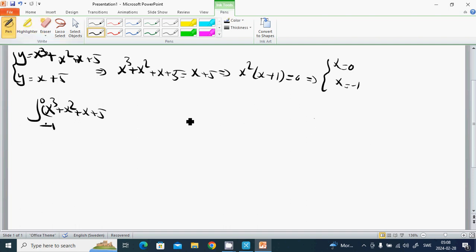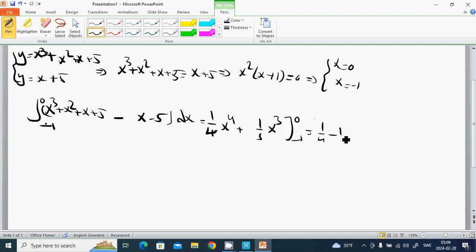First we must have a minus, minus x minus 5 dx, which is 1/4 x^4 plus 1/3 x^3, from -1 to 0. It is 1/4 minus 1/3 minus 0, which is 1 divided by 12.